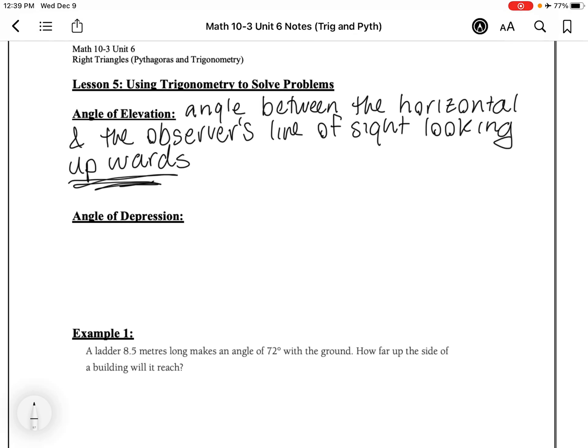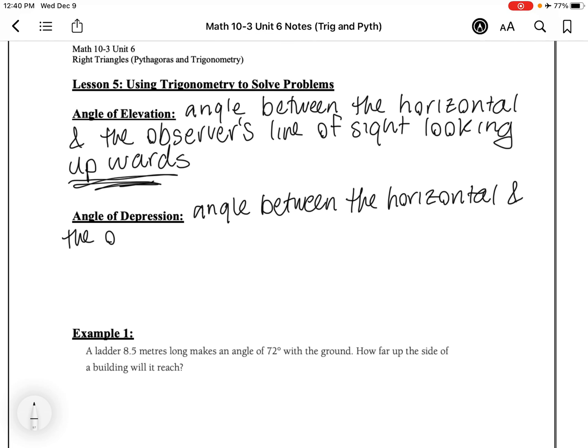Okay. That's the angle between the horizontal and the observer's line of sight looking downwards.